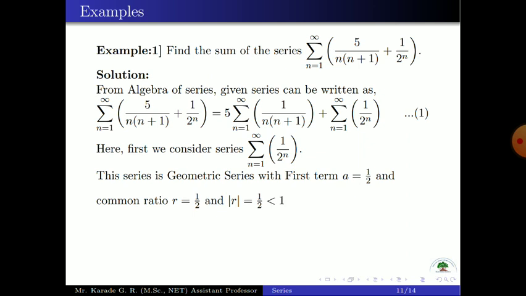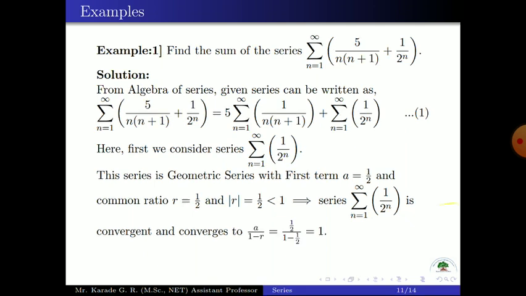And we observe that modulus of r is equal to 1 half, and it is strictly less than 1. Therefore, by the result of geometric series, the series summation 1 upon 2 raised to n is convergent and converges to a upon 1 minus r, which is equal to 1 half divided by 1 minus 1 half, and finally what we get is 1. Therefore, the series 1 upon 2 raised to n converges to 1.